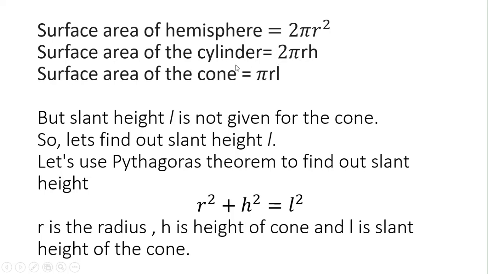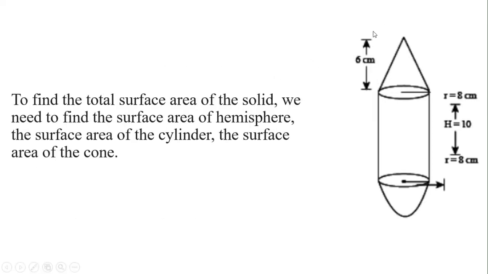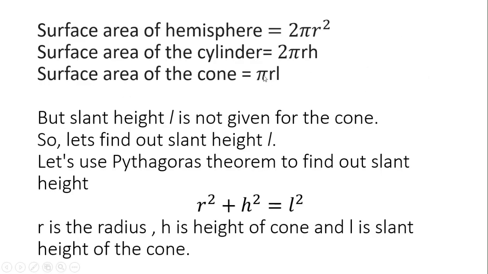Yes, we can find it. But the surface area of the cone is pi r l, where l is the slant height of the cone. In the given problem, the slant height of the cone is not given. Only the height of the cone is given. So we need to get the slant height of the cone to find its surface area. Once we find the surface area of the cone, it is easy for us to find the total surface area of that solid shape.